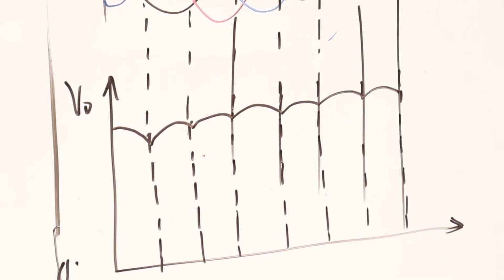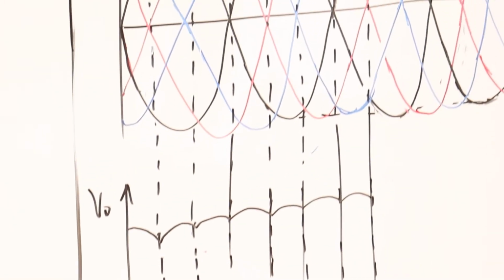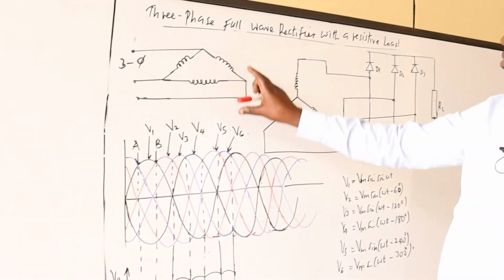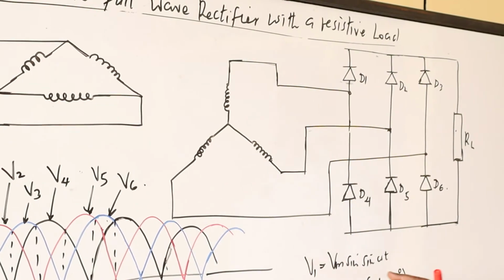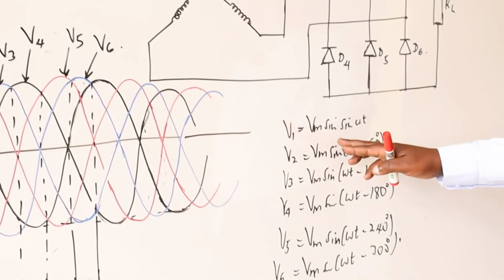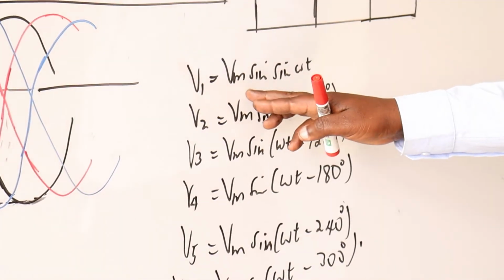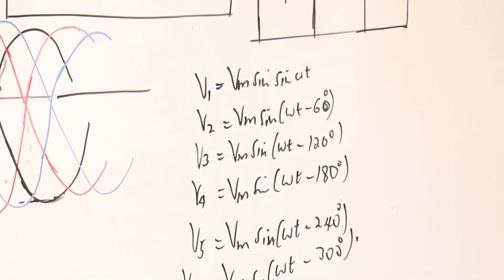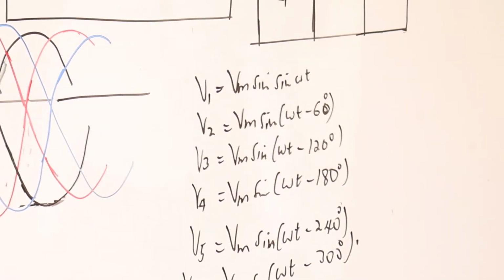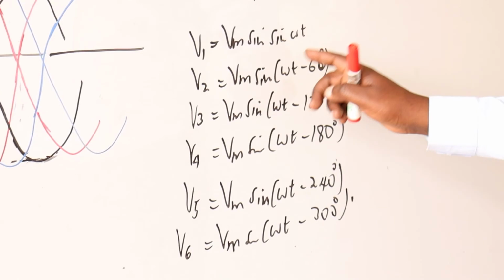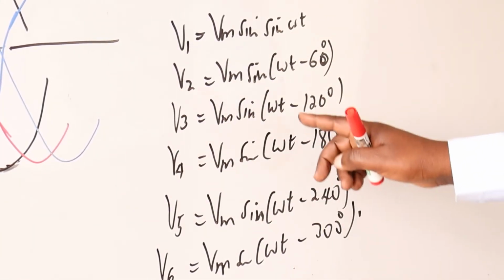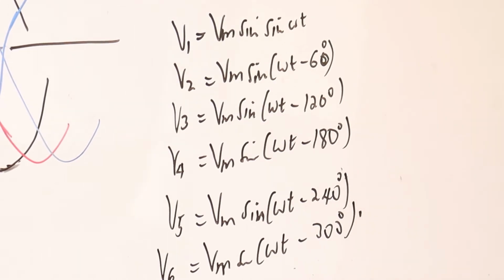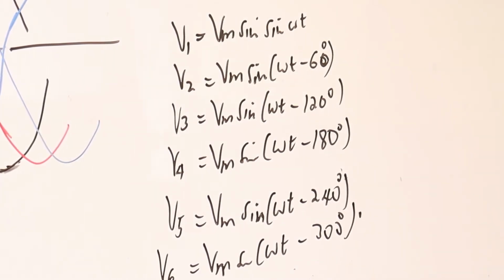So that is the circuit arrangement. Still, the secondary is in star, the primary is delta. So these are our voltages, V1. Now they are displaced by 60 degrees each. So V1 is Vm sine omega t, V2 will be omega t minus 60, V3 omega t minus 120, up to 300. So it is very simple to carry out the analysis.